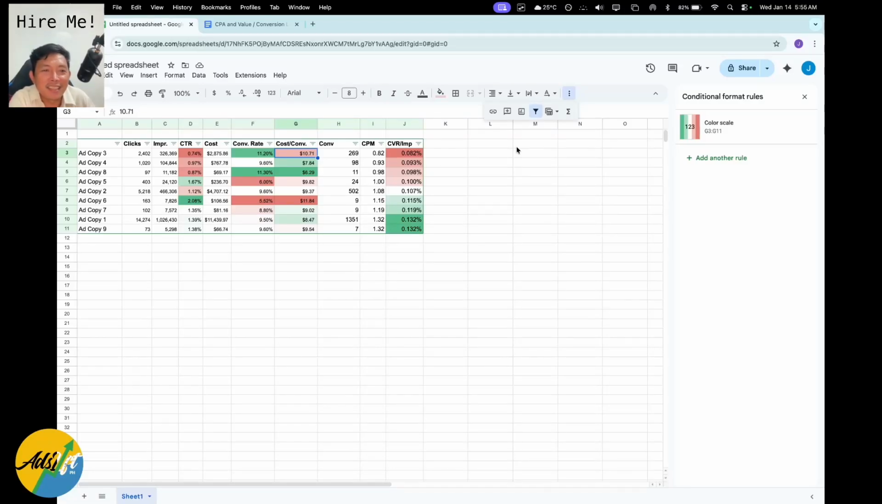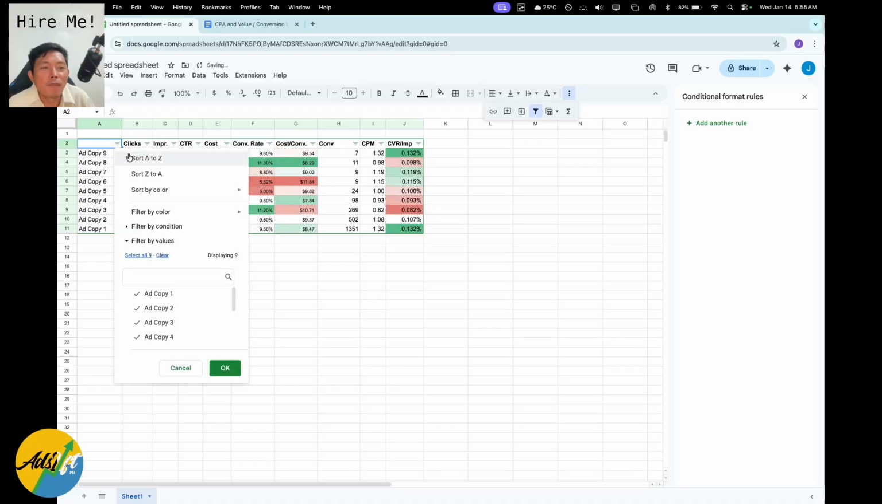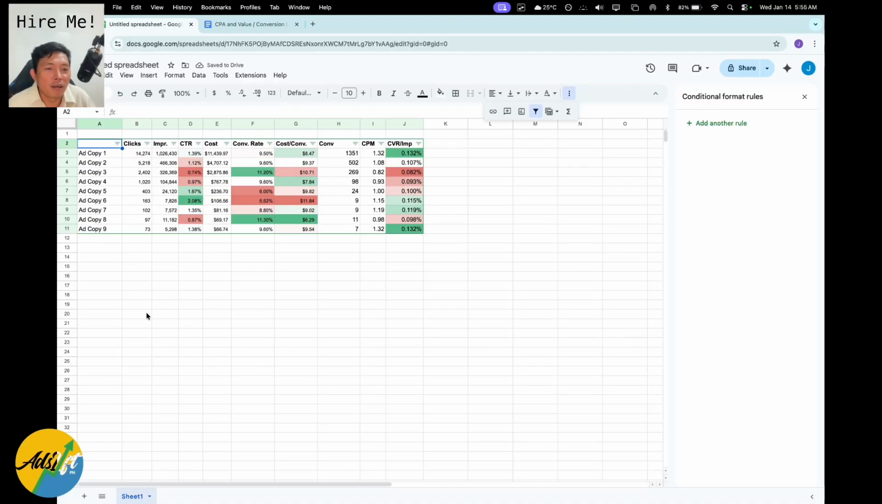So for today's discussions, we have here a number of samples of ad copy that we will be explaining and discussing: how to determine which ad copy is better and efficient, what metrics we will be looking at, how we derive the metrics, and how we derive our optimizations and decisions in selecting the best ad copy.